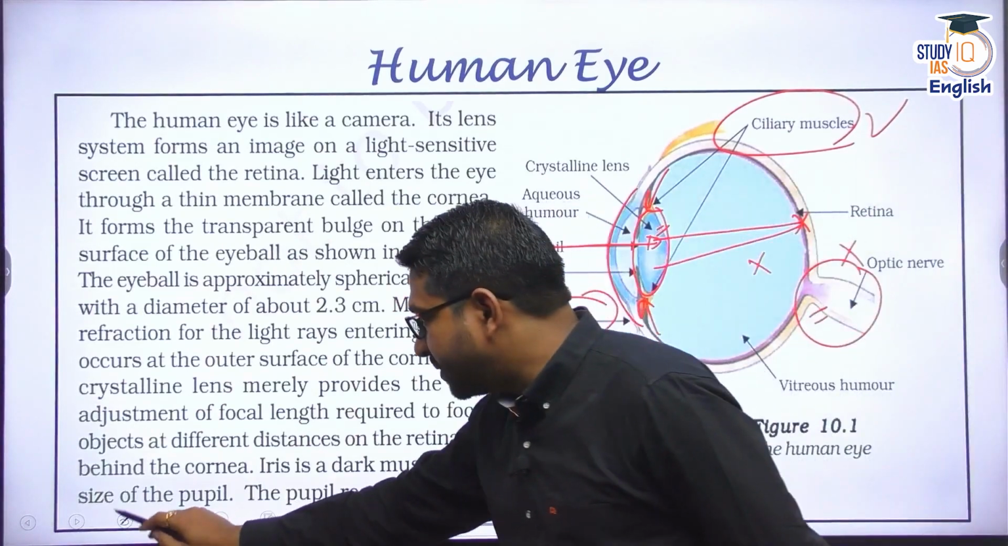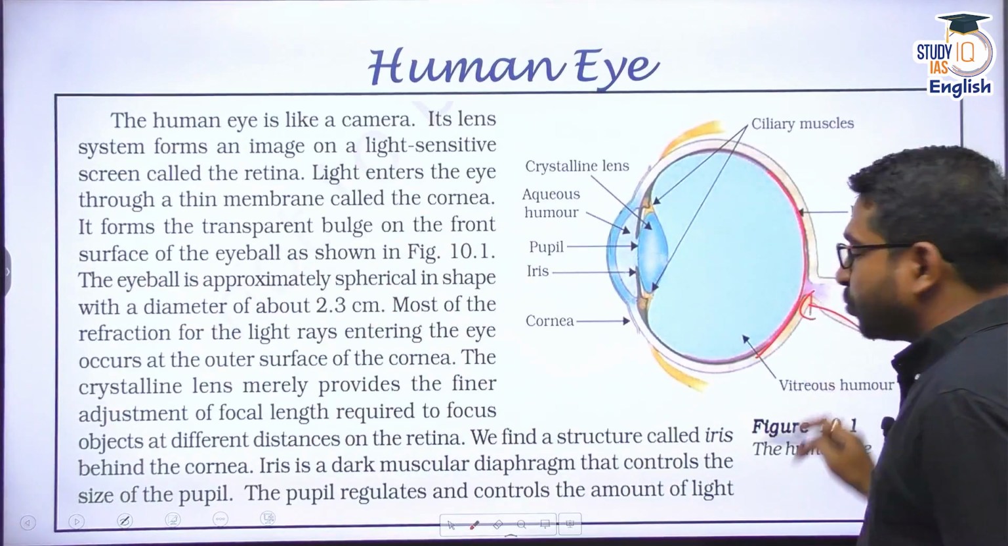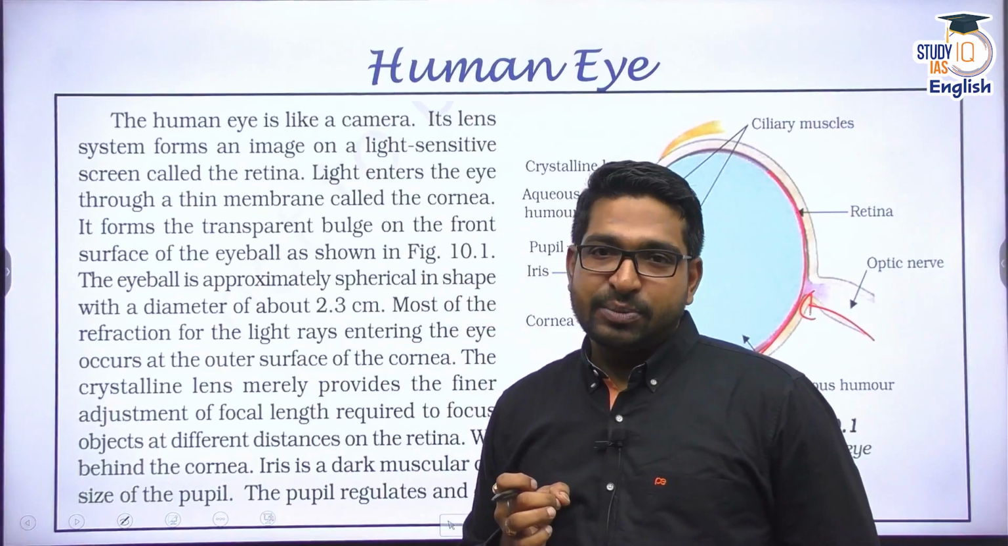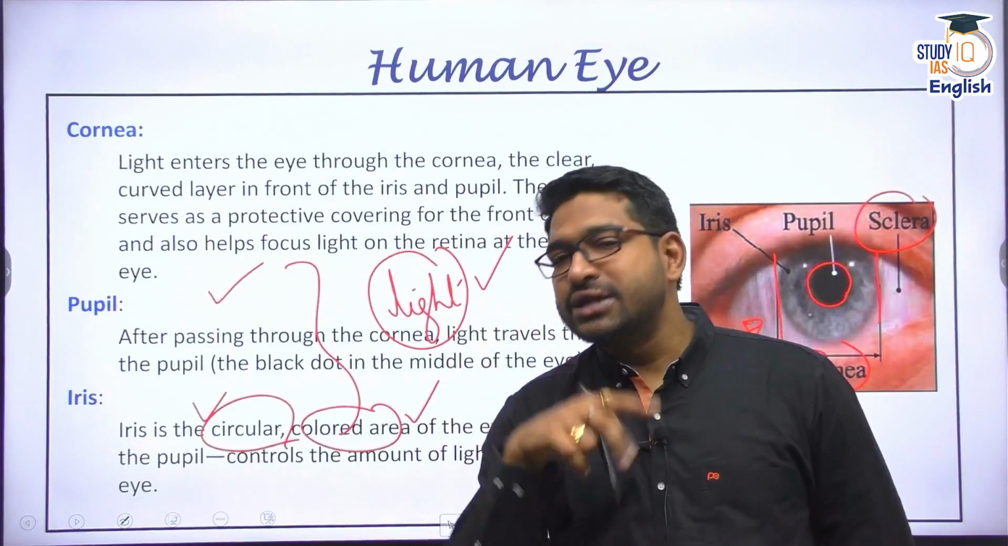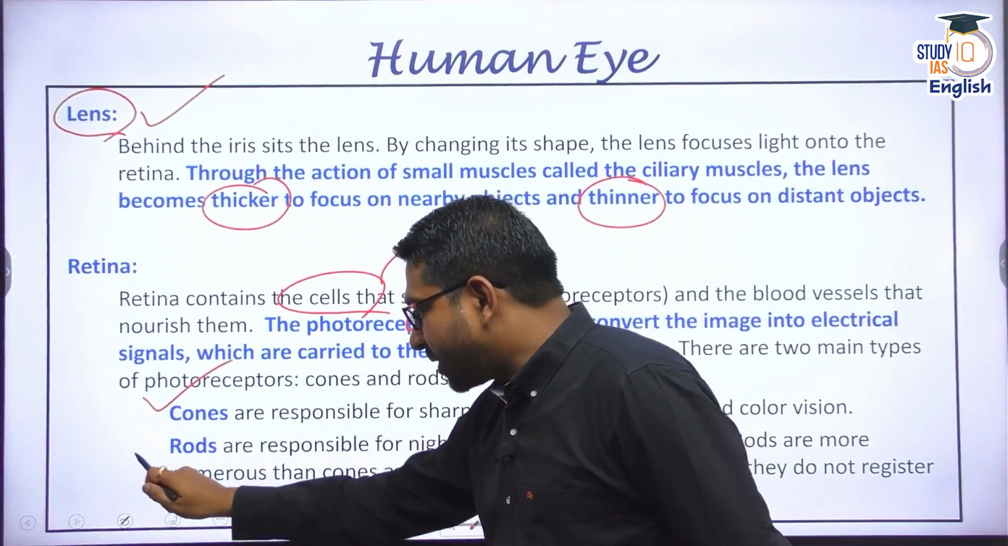Now, this is the optic nerve which is connected, and the image is formed. Let me just clear it up. The image is formed on this retina. On this retina, through the optic nerve, it analyzes the information and gives you that image. Now, the retina has two kinds of cells, two kinds of photoreceptors. One is called cones, the other is called rods.